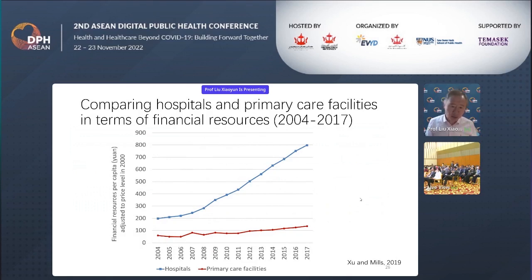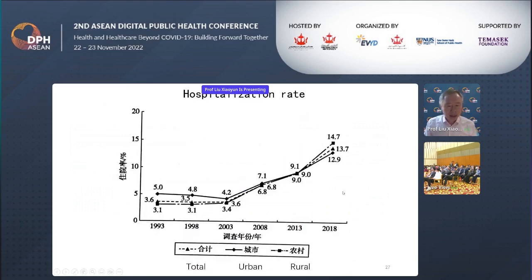Although we see some increase in the primary care funding sources, there's a much larger increase in the financial resources to the hospital level. So the gap is narrowing between the hospital and primary care facilities. In terms of service utilization, this is the hospitalized inpatient admission rate in the last 25 years.